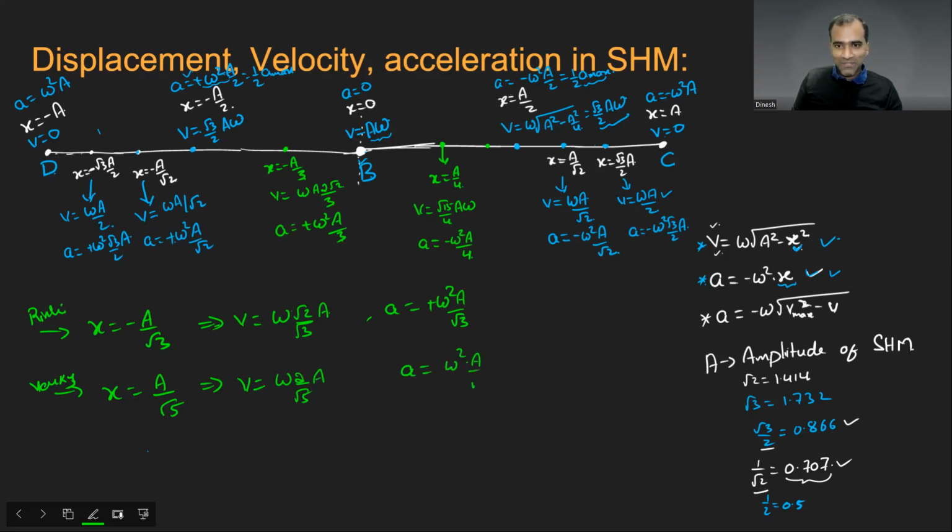Good. Next. Velocity: omega root 2 by 5a. Why? Calculate properly. Yes, a 2 by root 5. It's root of 4 by 5, no? A square minus a by root 5 whole square is what? A square by 5, no? Omega into root of a square minus a square by 5, that is 1 minus 1 by 5. It is 4 by 5 a square. If we find the root, it is omega into a, root 4 is 2, root 5.